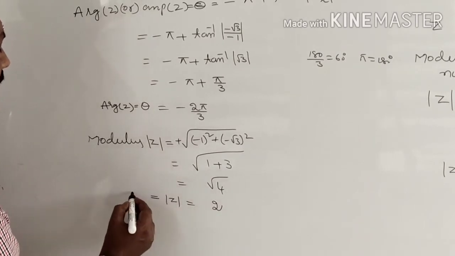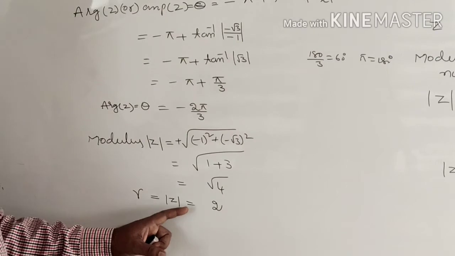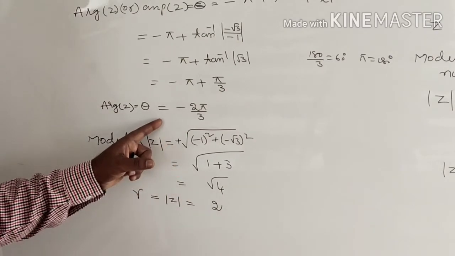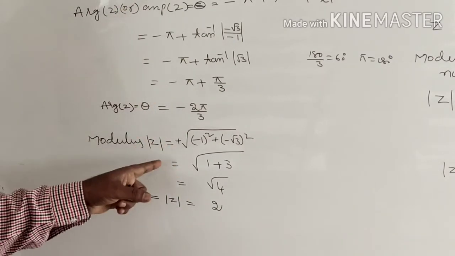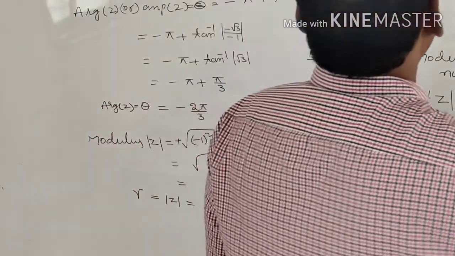It is also denoted as r. Don't confuse the students. Modulus of a complex number is denoted by mod z or r. r is equal to mod z, which is equal to 2. This is the argument of the first problem. Now we will solve the second one. See that second one.